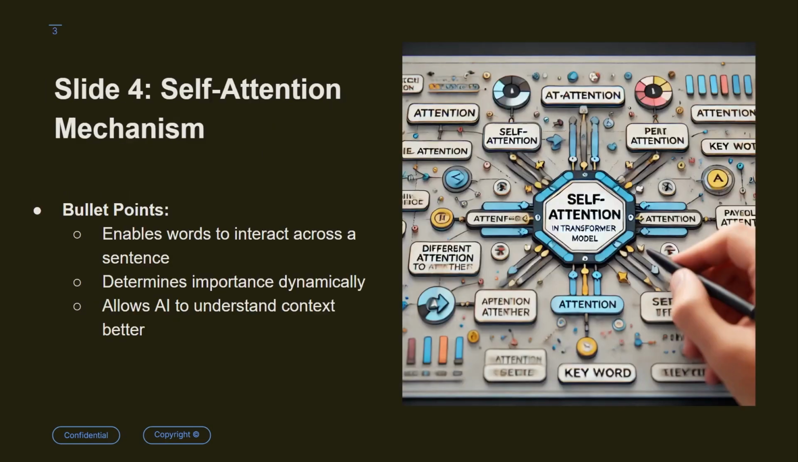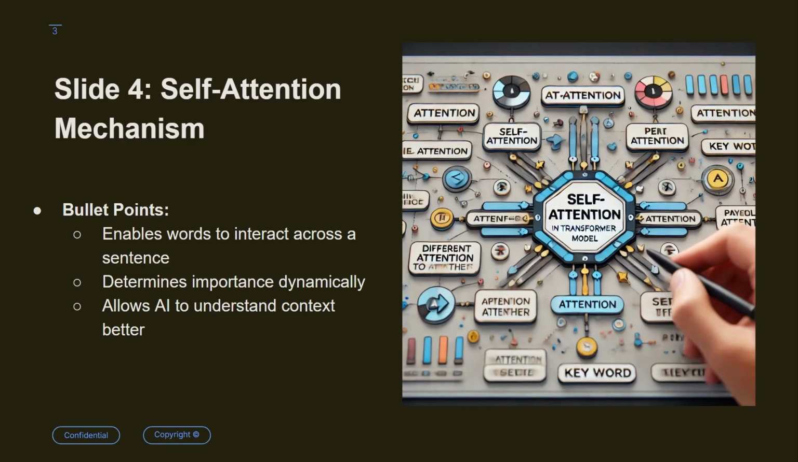Next, we'll be going over self-attention mechanisms. One of the biggest breakthroughs in transformers is the self-attention mechanism. Instead of processing words one by one, like older models, transformers allow words to interact with others dynamically.